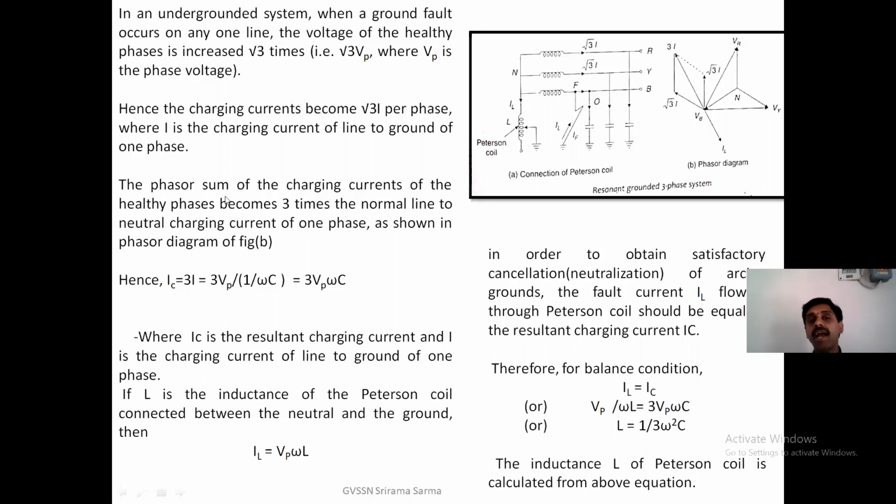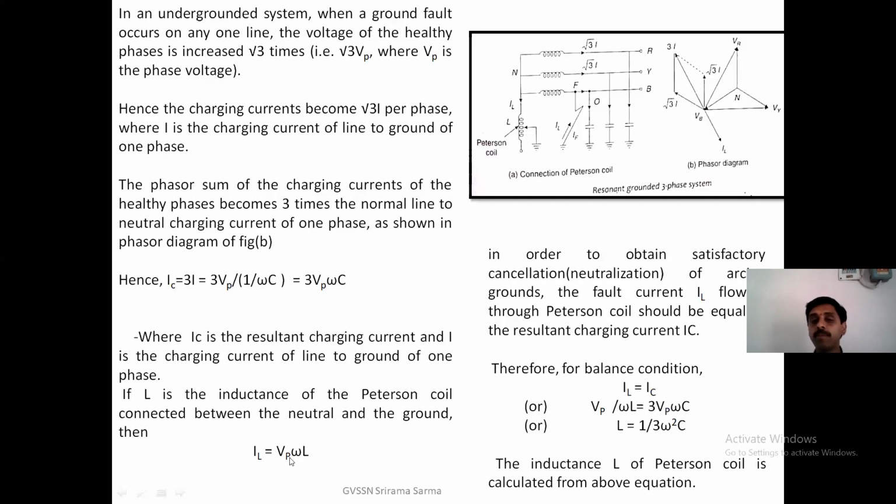So the phasor sum of the charging currents is 3 times the normal line current, as I said. Therefore, what is the charging current? 3I, which is equal to 3 times the phase voltage divided by XC. XC means 1 by omega C. That is 3 Vp omega C, where IC is the resultant charging current and I is the charging current of the line to ground. Suppose L is the inductance of the Peterson coil connected between the neutral and ground, then what is L?